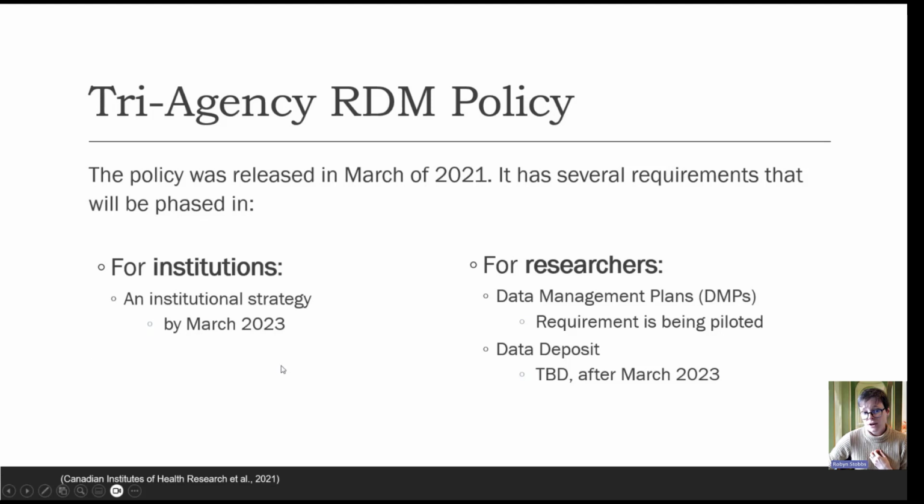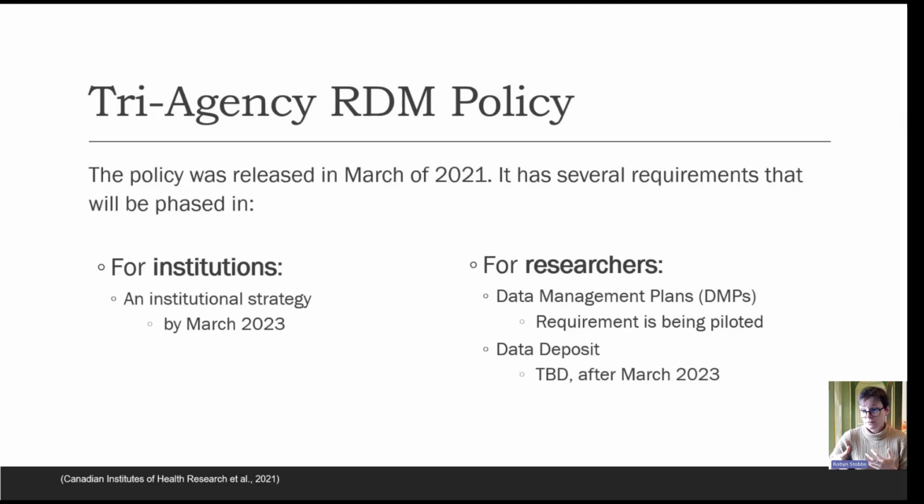This policy was released in March of 2021, and it has several requirements that are being phased in. Institutions had to put together strategies about how they would support their researchers in doing good data management. So AU's strategy was approved in May and is publicly posted online. And then more specifically for researchers, and I want to highlight here, this is for researchers receiving funding. The requirements aren't necessarily applying to scholarships at this point in time. But it's important from a grad student perspective to be aware of what the different requirements might be in the ecosystem if you're thinking about continuing on with research.